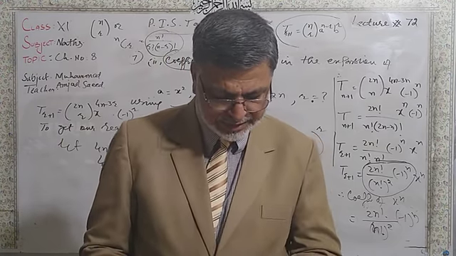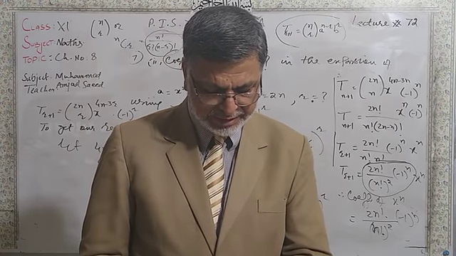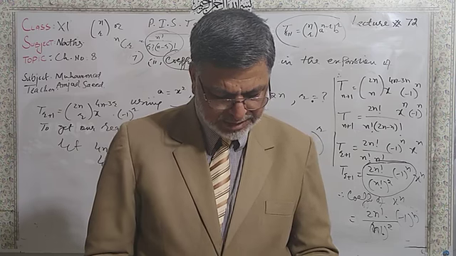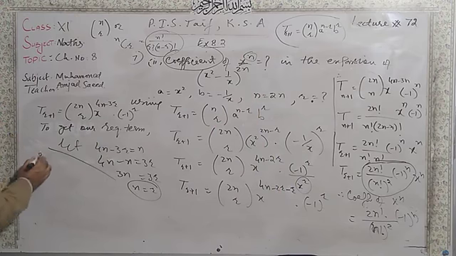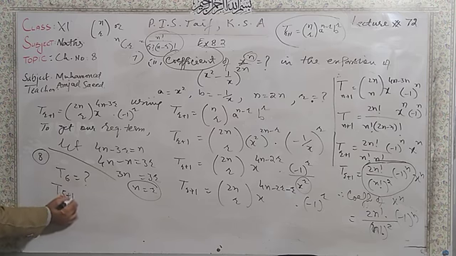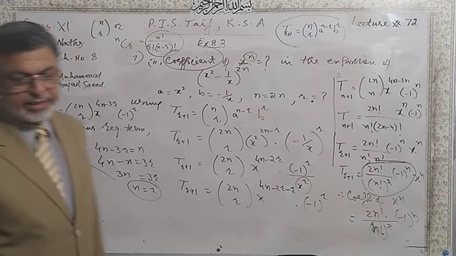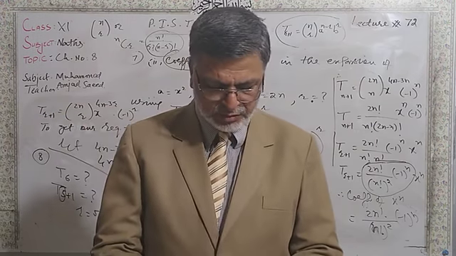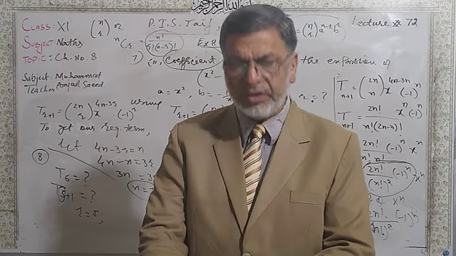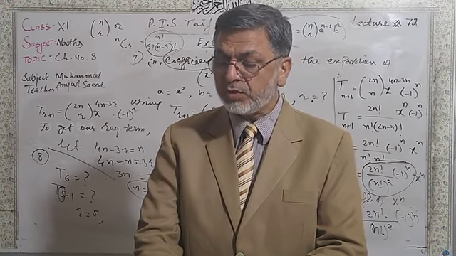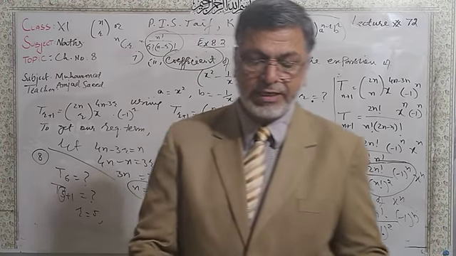Yes, after that we have question number 8. In question number 8, you have to find the 6th term. You can write 6 as 5 plus 1. So r is equal to 5. Here in this question, r is equal to 5, a is equal to x square, b is equal to minus 3 over 2x, and n is equal to 10. So in this way you can find your answer.